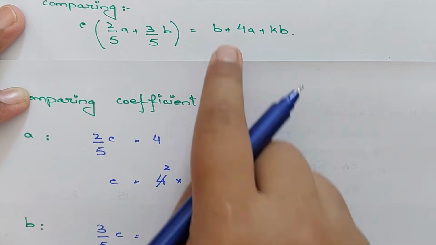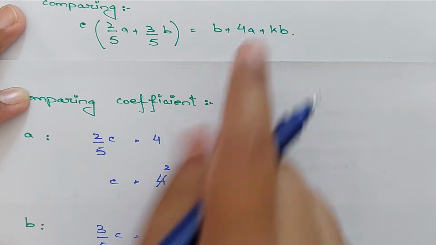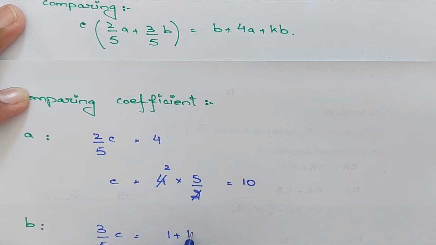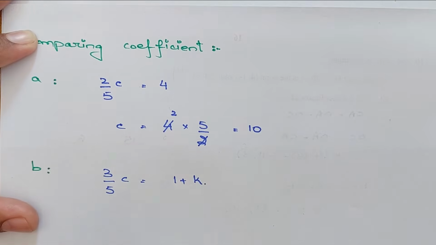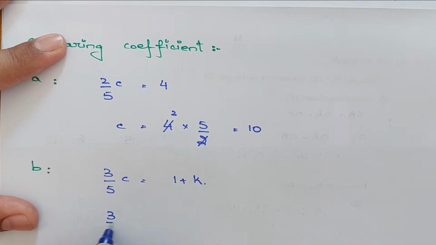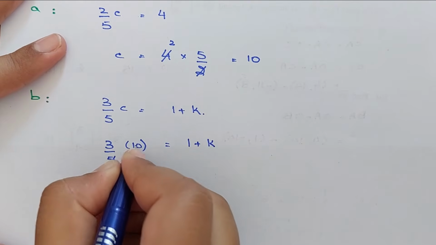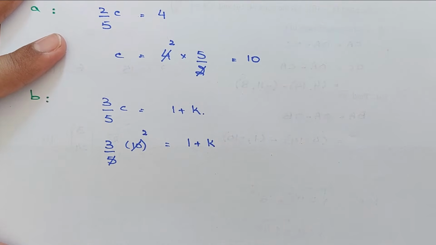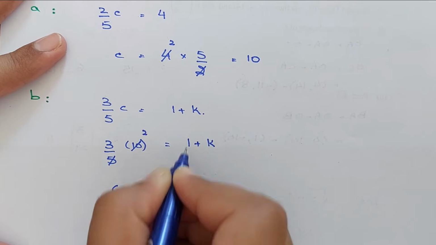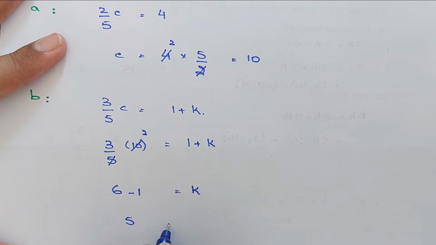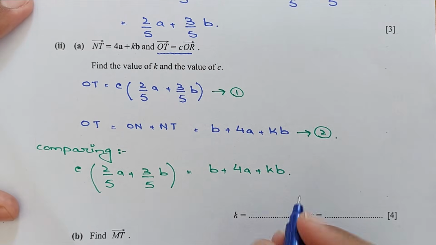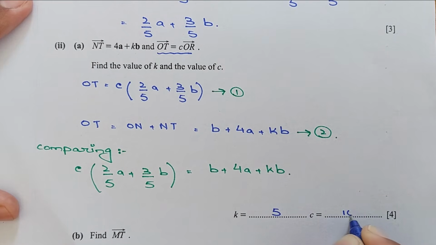This is equal to 1 plus K. These are the coefficients of b. So for c we have 10. So 3 by 5 of 10 equals 1 plus K. Let me solve for K. So 5 times 1 is 5, 5 times 2 is 10, and 2 times 3 is 6. 6 minus 1 is K. So 5 is the value for K, and c is equal to 10. So K is 5 and c is 10.